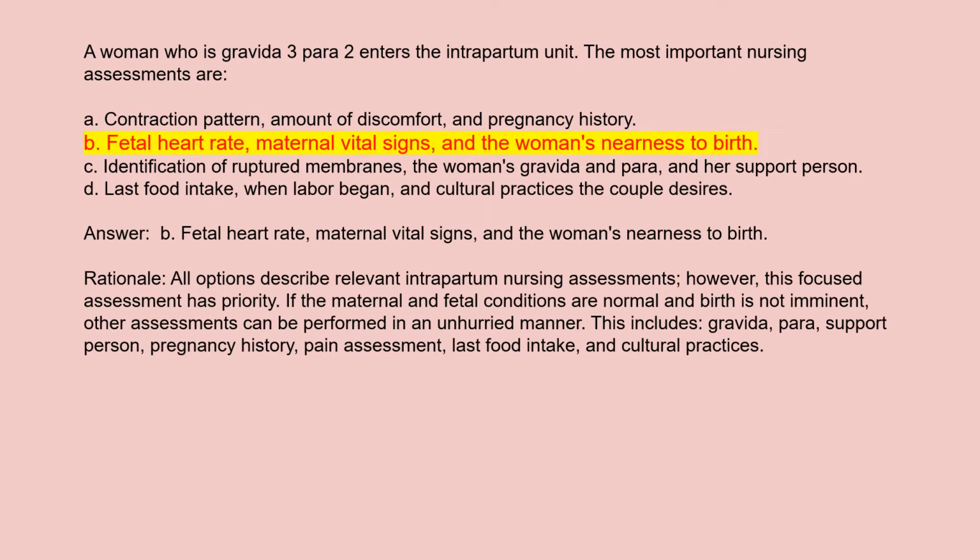Answer: B. Fetal heart rate, maternal vital signs, and the woman's nearness to birth. Rationale: all options describe relevant intrapartum nursing assessments, however, this focused assessment has priority. If the maternal and fetal conditions are normal and birth is not imminent, other assessments can be performed in an unhurried manner. This includes gravida, para, support person, pregnancy history, pain assessment, last food intake, and cultural practices.